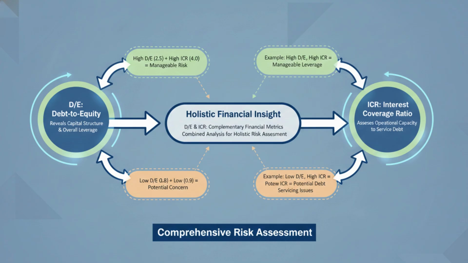Conversely, a low DE ratio combined with a low ICR might still be a concern, as even a small amount of debt could become problematic if operating profits are insufficient. Analyzing these two metrics together provides a comprehensive risk assessment, revealing not just the amount of debt, but also the ability to service it, giving investors and creditors a much clearer picture of financial stability.